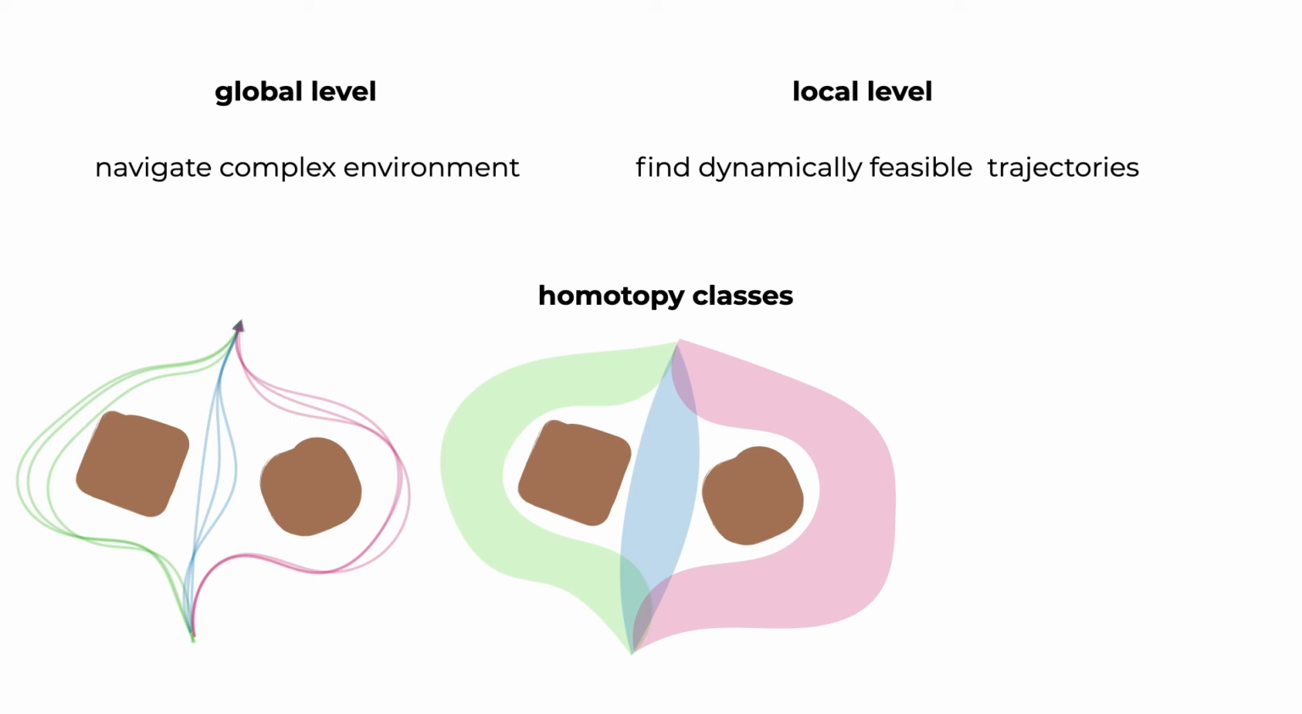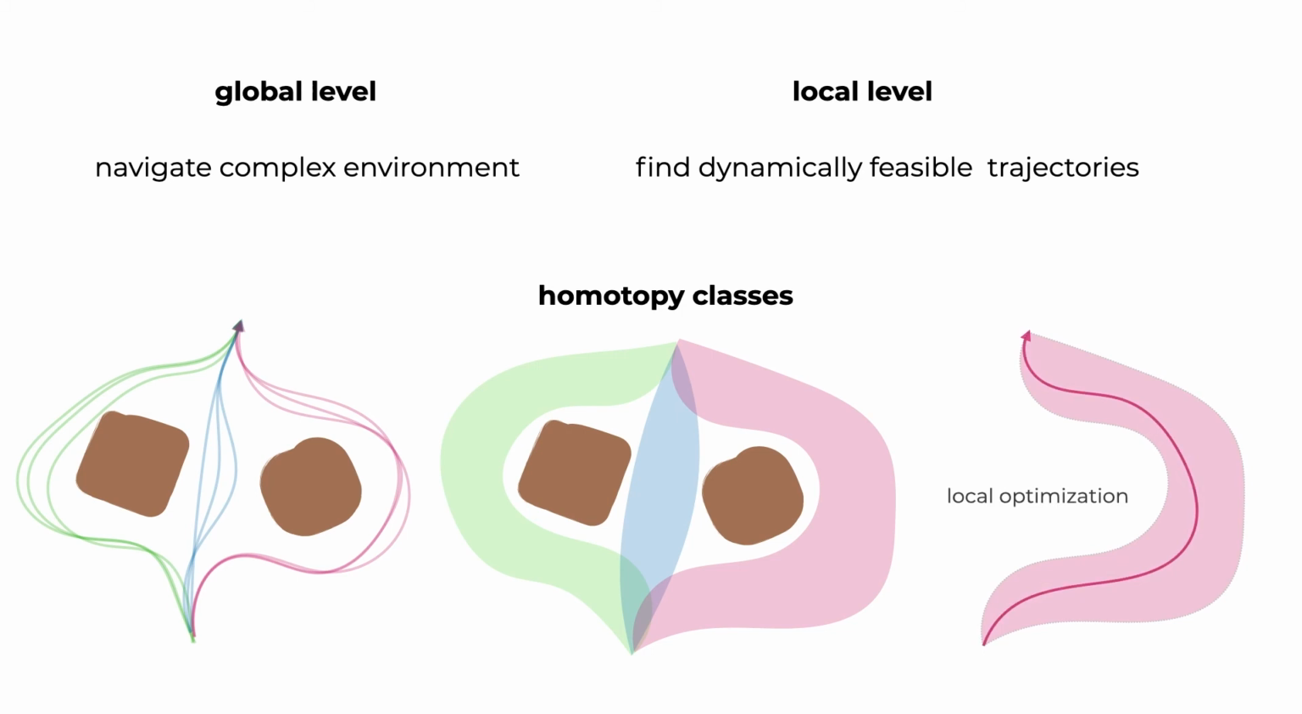In a typical two-level approach, a global planner computes one or more homotopy classes represented by tubes using path planning, without considering the dynamic constraints. Then a local planner is used to do full kinodynamic planning to obtain a dynamically feasible and locally optimal trajectory.